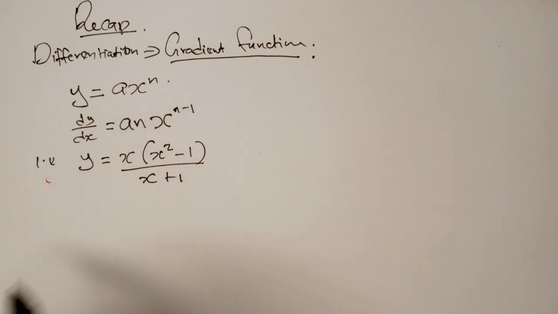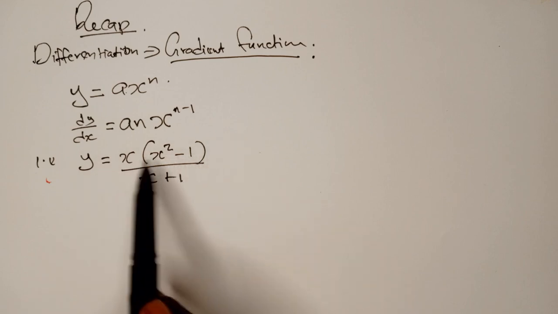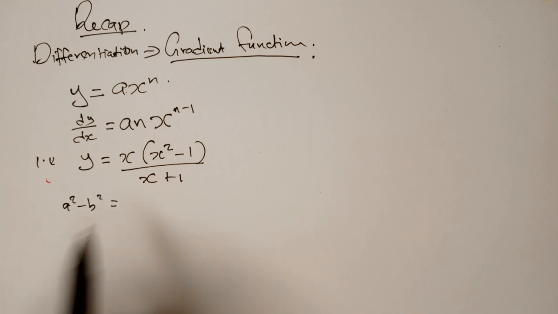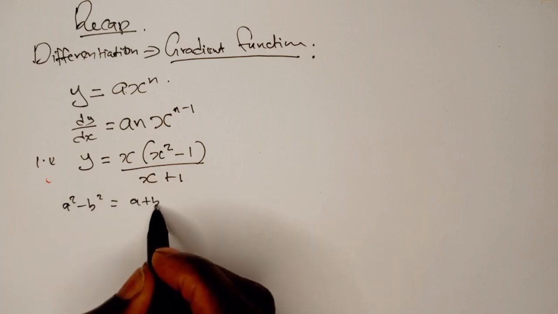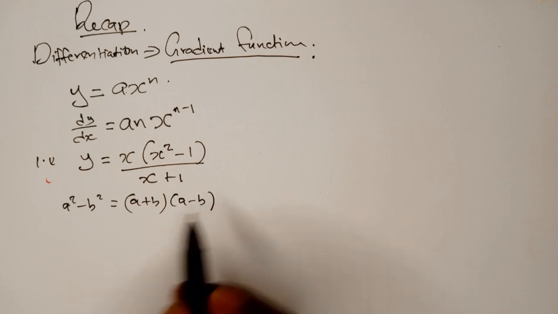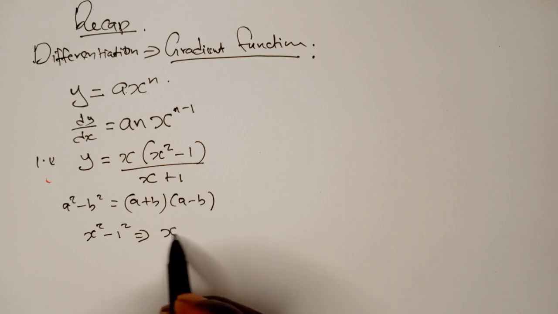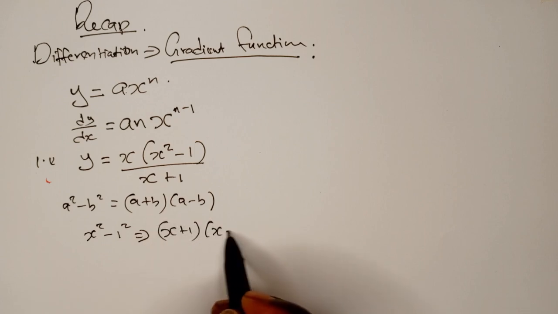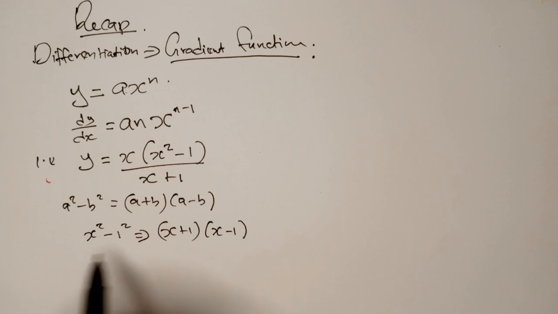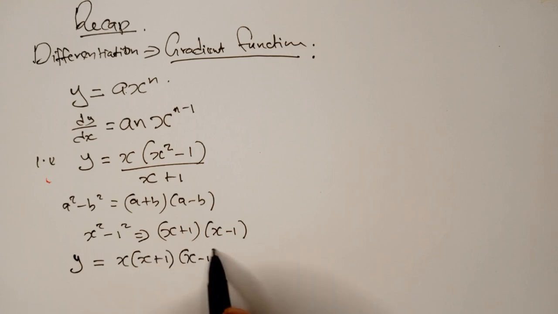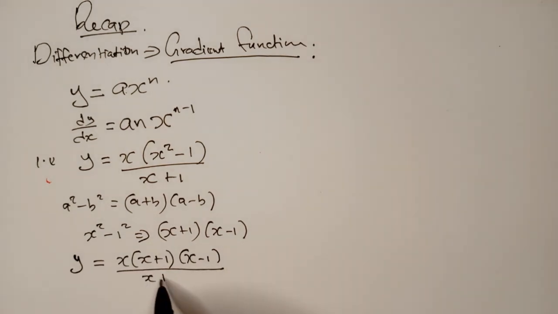So if I'm to differentiate this one, I will start by factorizing the numerator. If you check this one clearly, this is a difference of two squares, which is a squared minus b squared. We always factorize it as (a plus b)(a minus b). So this is the same as x squared minus 1 squared. This can be factorized as (x plus 1)(x minus 1). Therefore you're going to have y equals x(x plus 1)(x minus 1) divided by x plus 1.